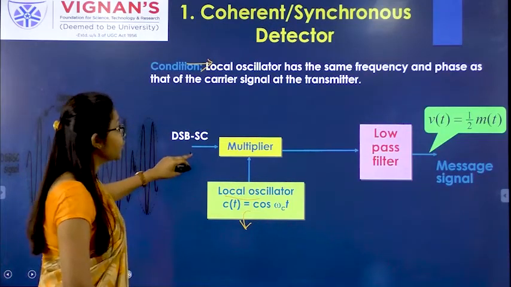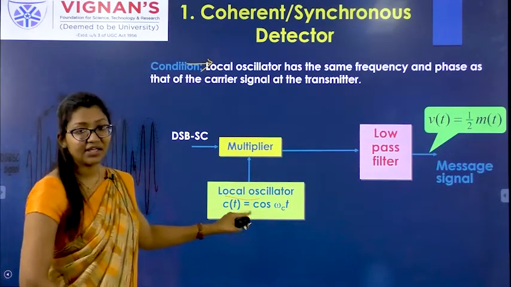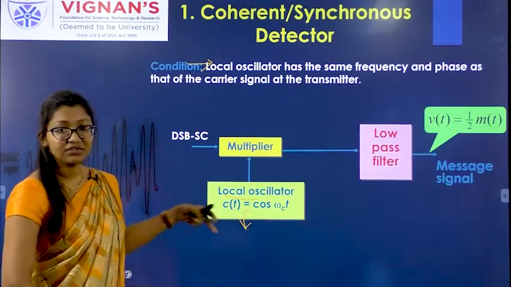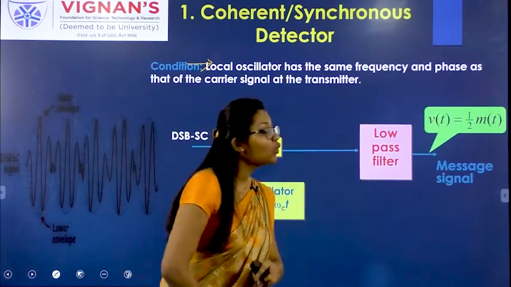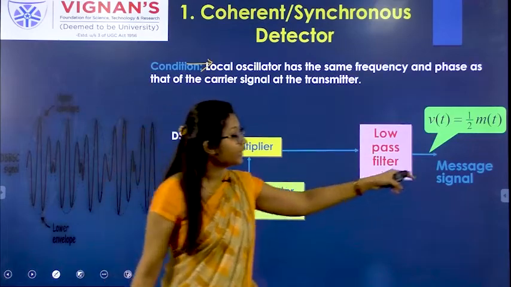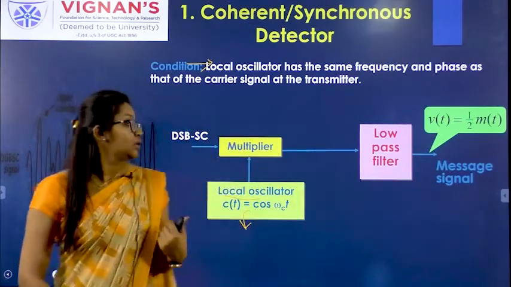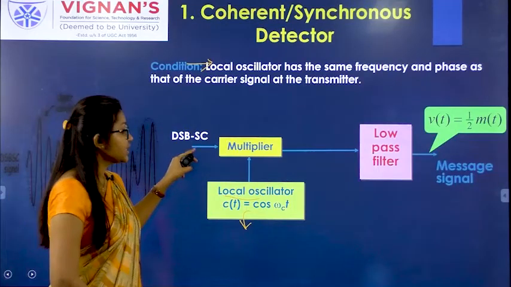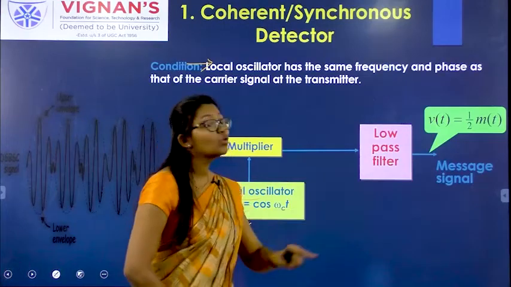One, we are giving your DSB-SC signal, which we are multiplying with the carrier signal, the same as on the transmitter side, and we are passing it through a low pass filter. So finally you will get your message signal. So this is the block diagram, right? One is the DSB signal multiplied with the carrier signal, and that is passing through a low pass filter.